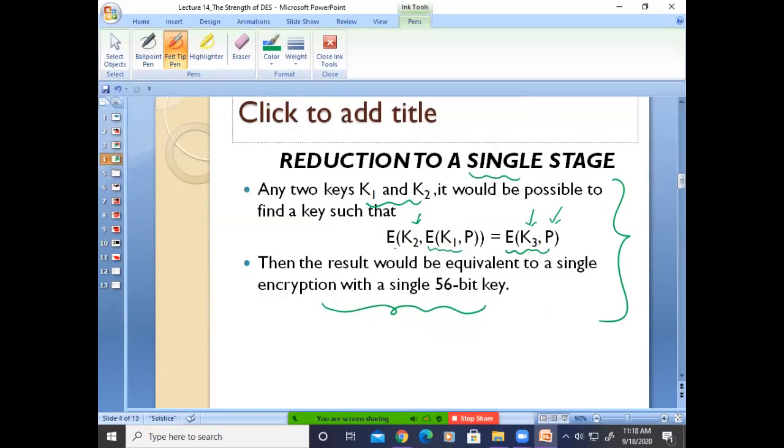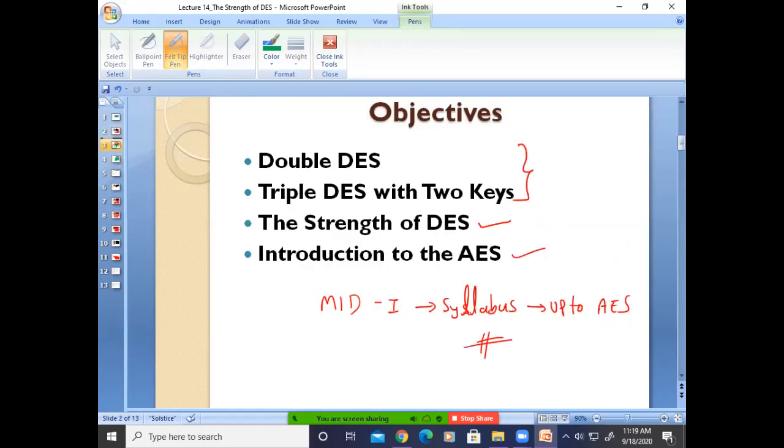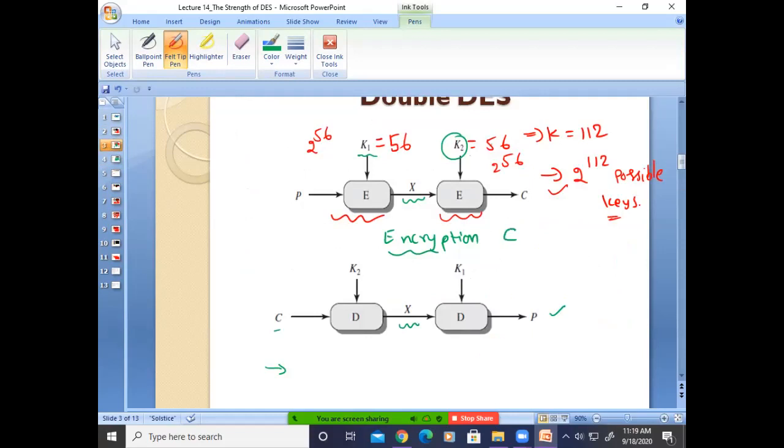So how? We are using two different keys, K1 and K2, and maybe we can find a key such that this will happen. So what is this actually? If I go for the encryption, see here, how can I write this? C is something like this: encryption of K2 comma X, where X is the input for this block. And X is the output of the first block, which will be encryption of K1 comma P. If I substitute X here, it will become capital C is equal to encryption of K2 comma E of K1 comma P. So that is what is here, right?